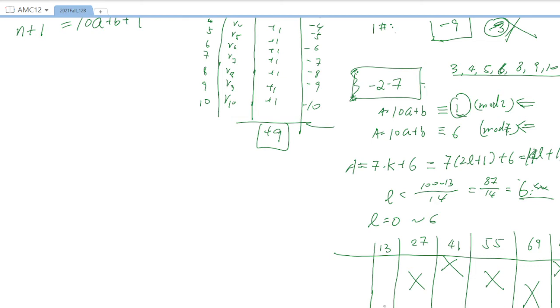Okay. Divide by 8 cannot be 7. Divide by 8, this is 5. Divide by 8 is 97 over 8. 1 over 8, 17. It's okay. Divide by 9 cannot be 8. Divide by 10 cannot be 9, right?